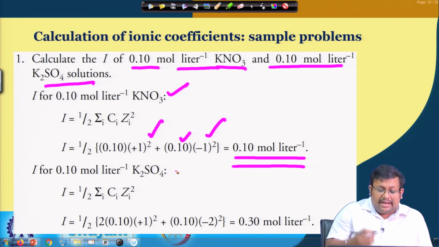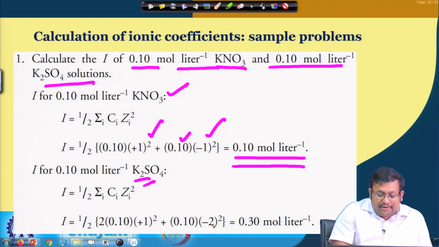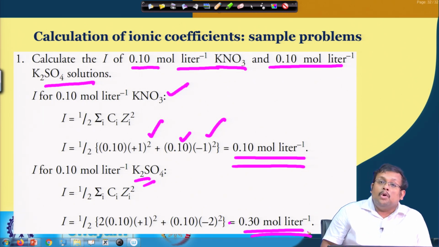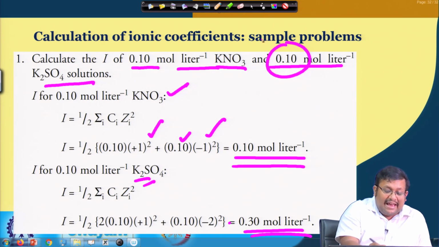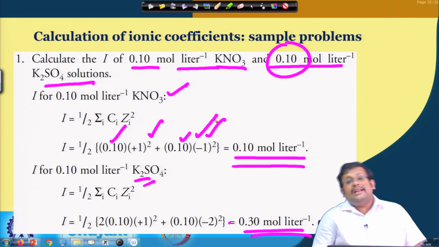And I for basically 0.01 mole per liter K2SO4. If you want to calculate it for the K2SO4, obviously then it will be basically 2 into 0.10 plus 1, because it is K2, and then SO4, we know that SO4 has the valency of minus 2. So, it will be squared. So, 0.10 plus minus 2 whole square. So, we are getting a value of 0.30 mole per liter. So, this is how we can calculate I from the concentration, from the valency of the cations as well as the associated anions.